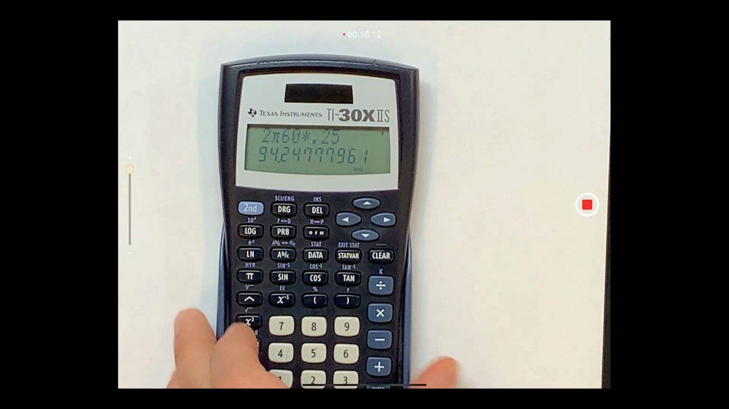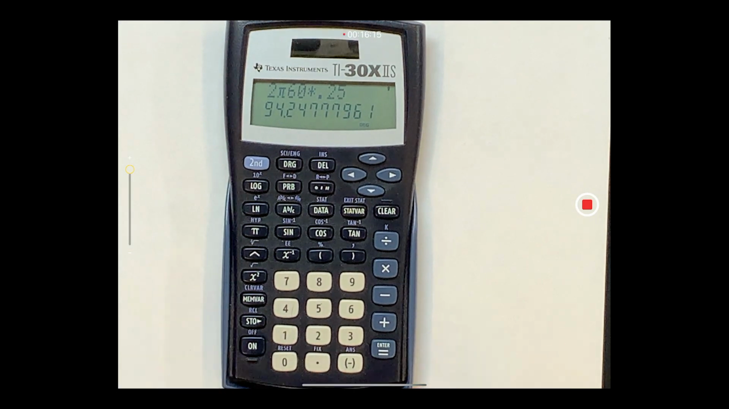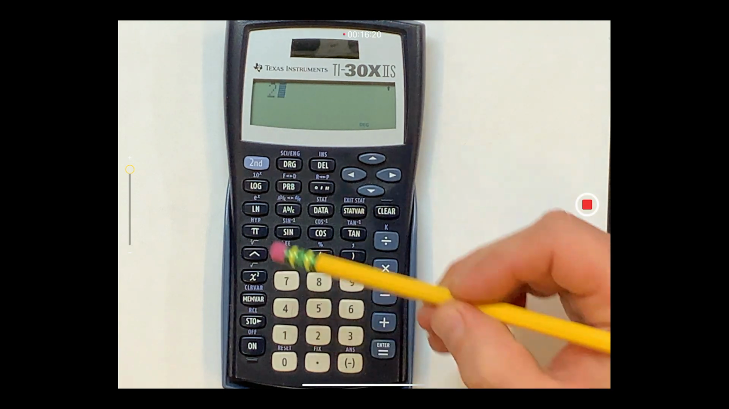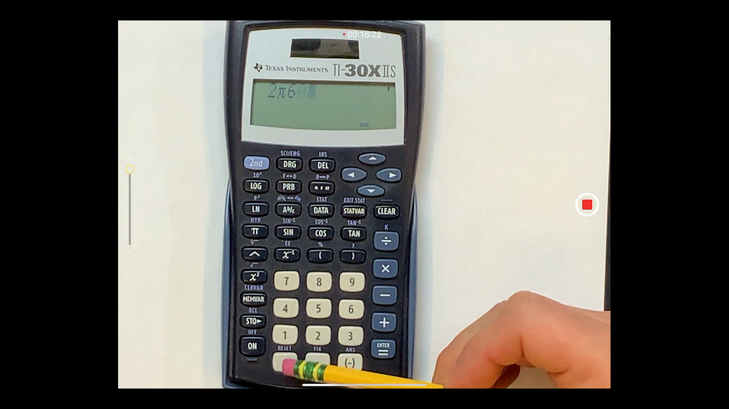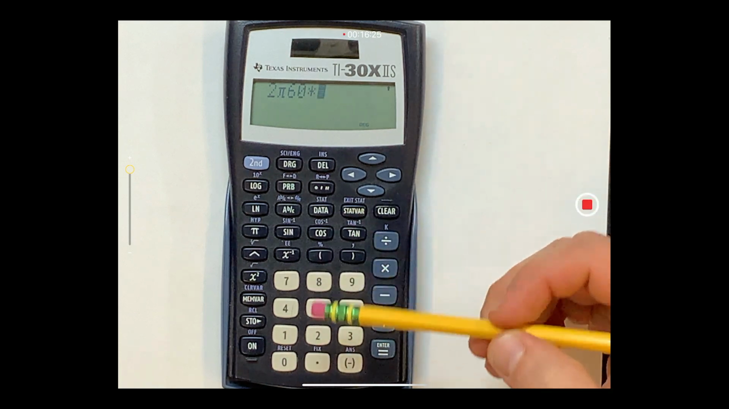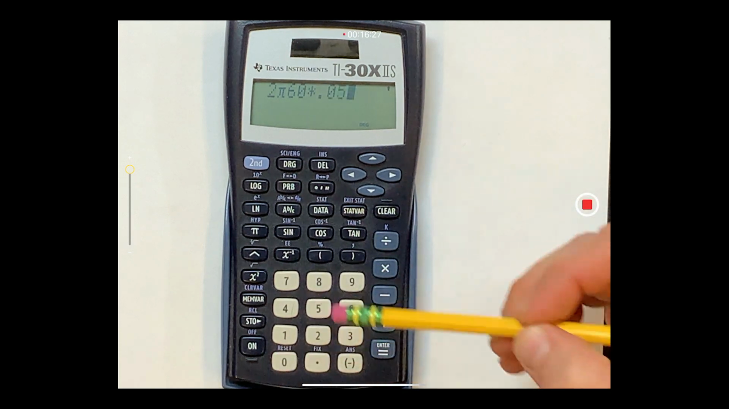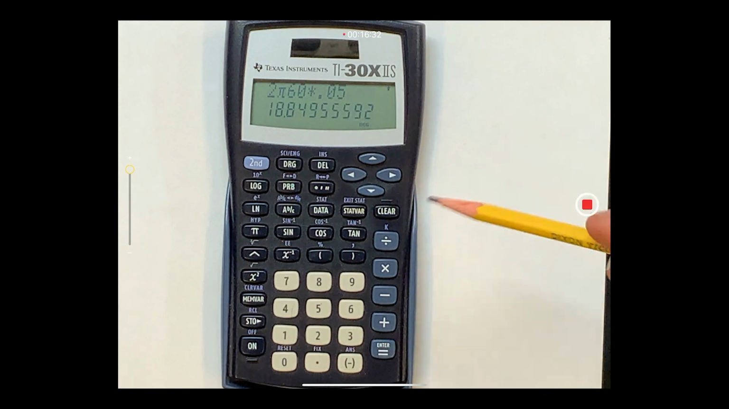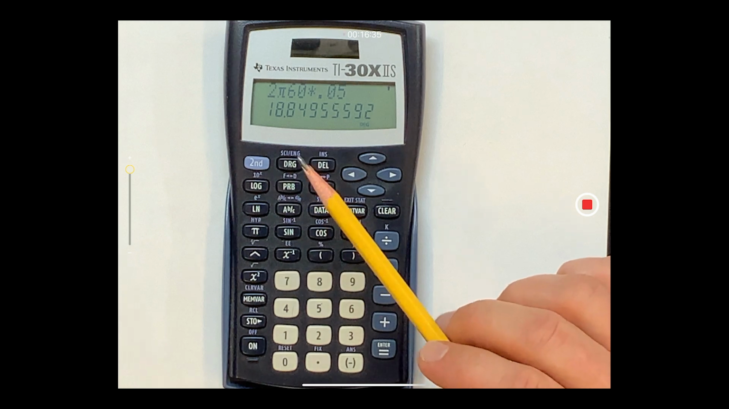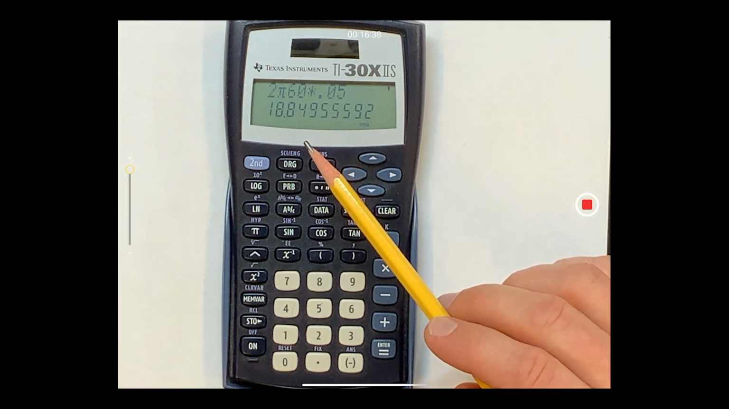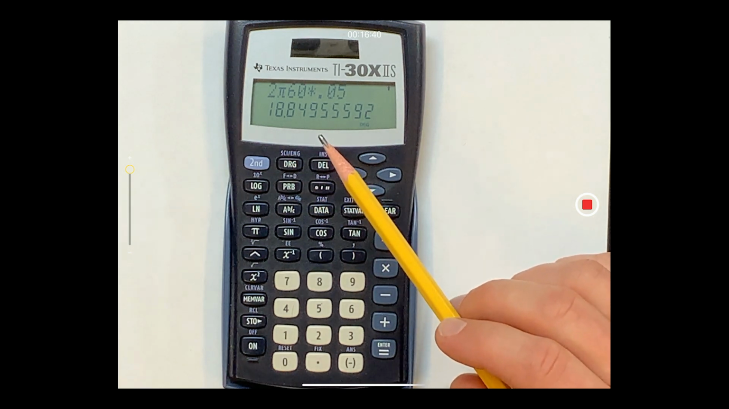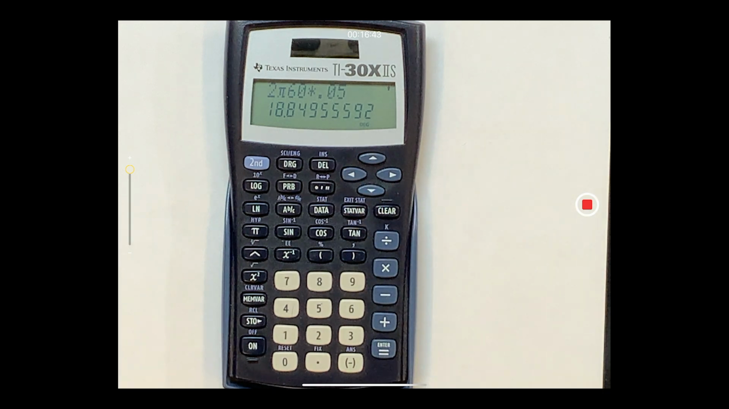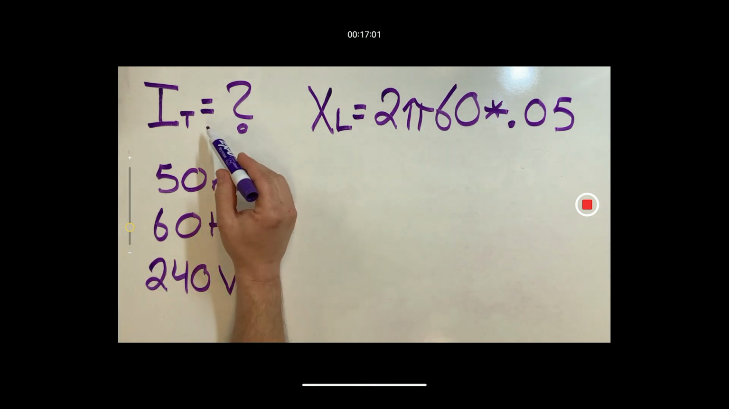Going over here to our calculator, let's clear out our last problem and enter 2 pi times 60 times our inductance of 0.05 millihenries. That's going to give us 18.85 ohms of inductive reactance. So we want to keep that in mind because, again, inductive reactance isn't what they're asking us for.